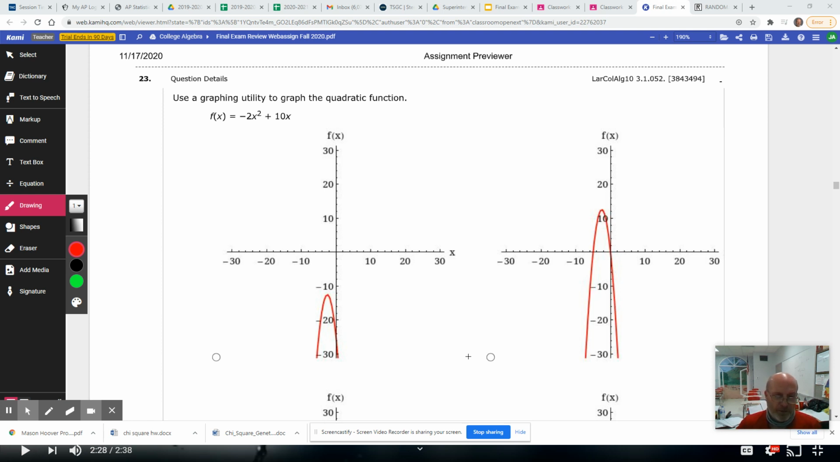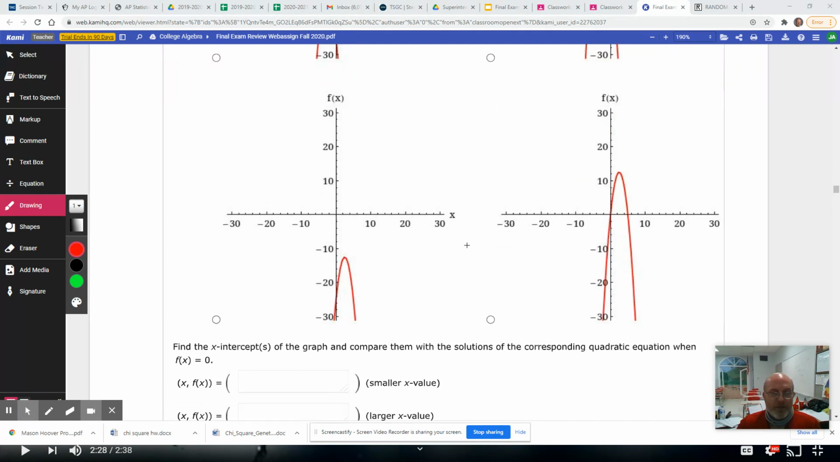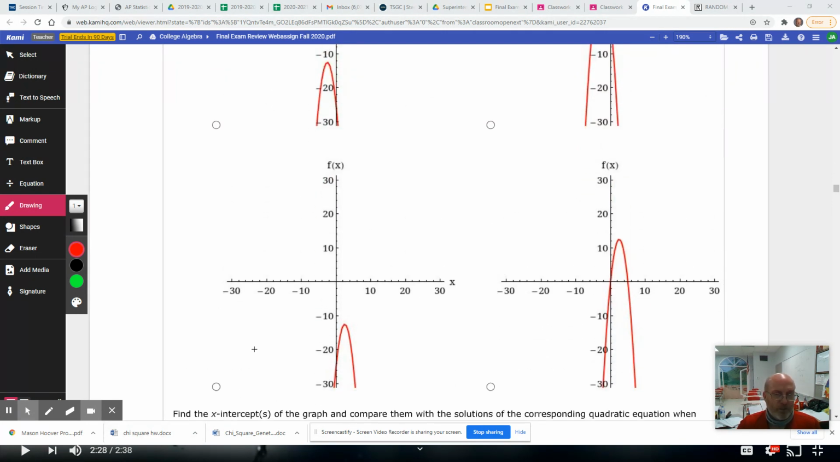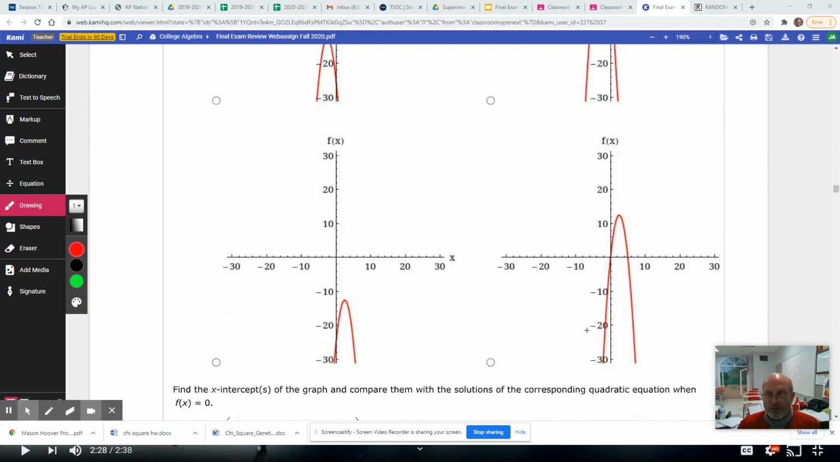This is problem number 23 on the UALR final exam review for the college algebra class. We're asked to use a graphing utility to graph the quadratic function f of x equals negative 2x squared plus 10x. We see the graphs, and we know right now when we go to our calculator, we're going to make our window look like this, so our graph will match this.